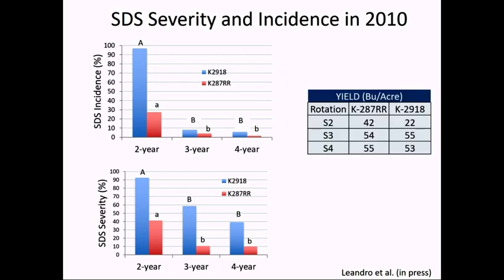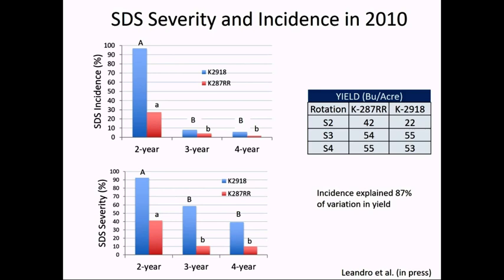And when we looked at yield, the impact on yield was also very, very high. In the susceptible variety, 30 bushel per acre difference between the 2-year rotation and the longer rotations. And when we did regression analysis on this data, we saw that for this year, 87% of the reduction in yield was explained by SDS incidence, and there was about 45% explained by severity. But mostly this yield loss was caused by SDS.